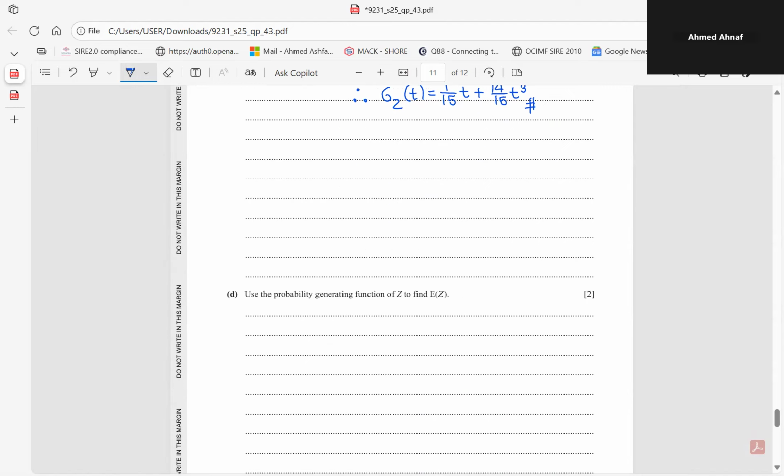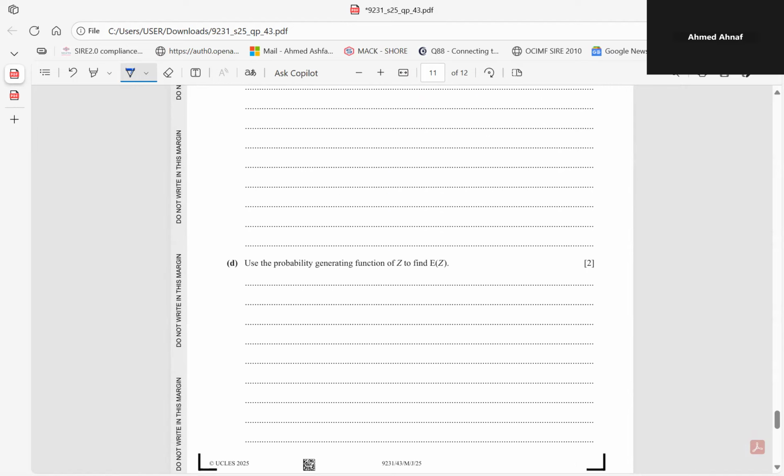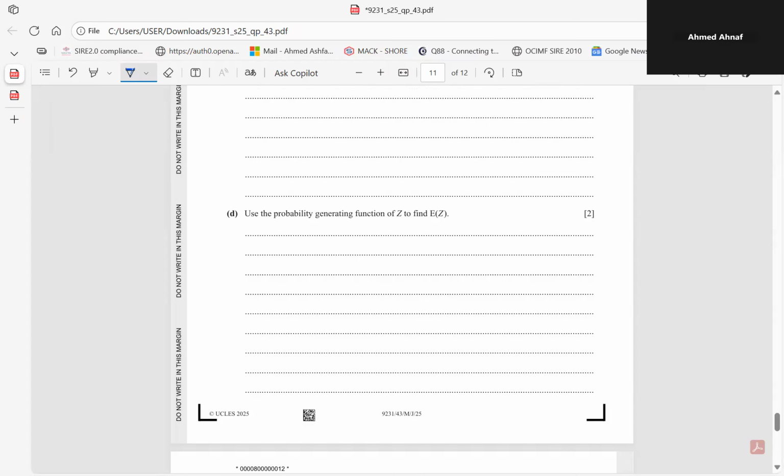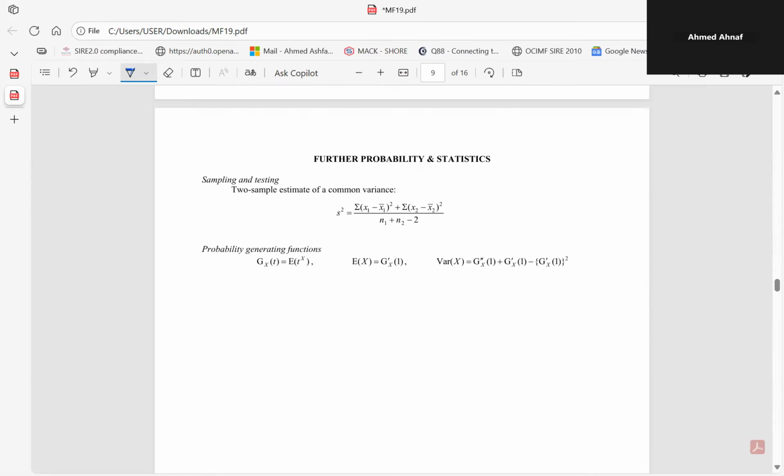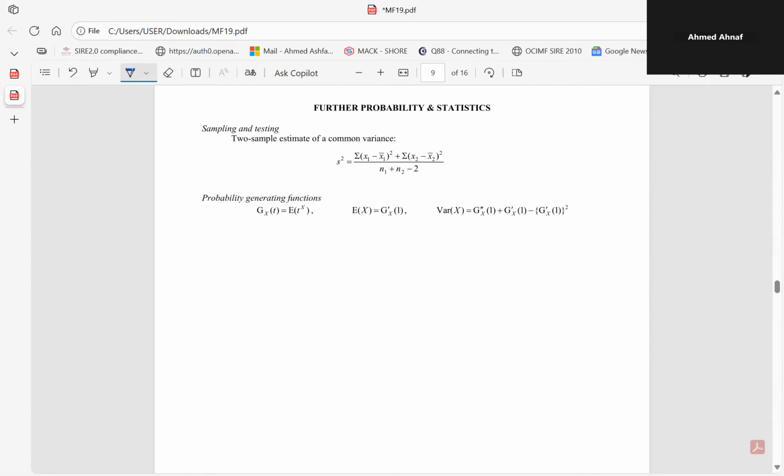Let's head on to the final part. For this last part, we need to use the probability generating function of Z to find the expectation of Z. This question is very simple. Just refer to your formula sheet and go to the probability generating functions, and you see that to get the expectation, you have to find the derivative of the PGF and substitute t equals 1.